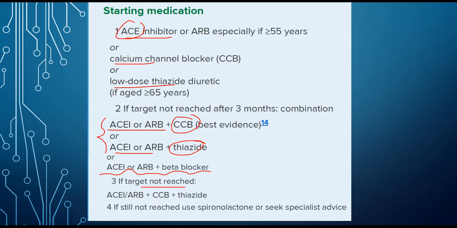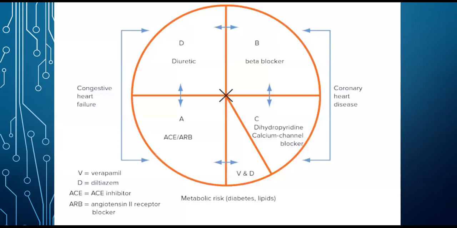Still, after 3 months, if blood pressure is high, add 3 medications: ACE inhibitor, calcium channel blocker, and thiazide. Still, after that, if the patient's blood pressure is high, you can start the patient on spironolactone or send the patient to a cardiologist. So that's your option one by one, okay? First ACE inhibitor or calcium channel blocker or thiazide diuretics. 3 months, no effect, combine the two, either ACE and calcium or ACE and thiazide. Still no effect, combine all the three. Still blood pressure high, add spironolactone.